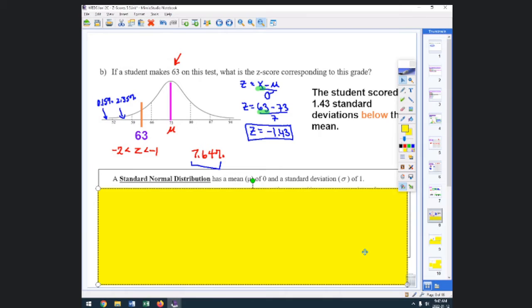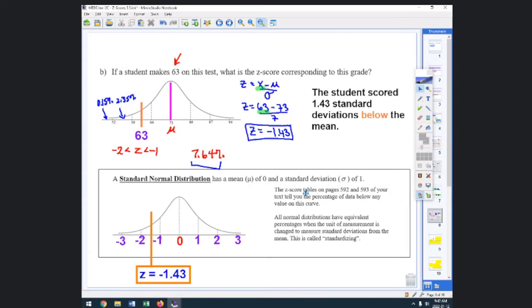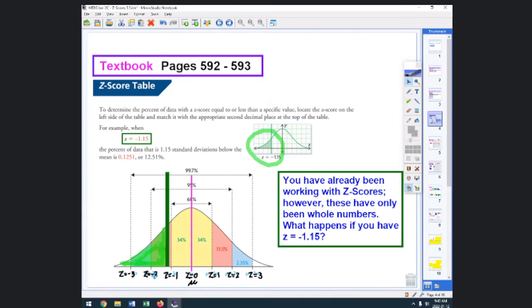Okay. So a standard normal distribution has a mean of 0 and a standard deviation of 1. This is what I was getting at the very beginning. So I'll just flip back to this. This was me letting you know you've already done z-scores. We already did this.